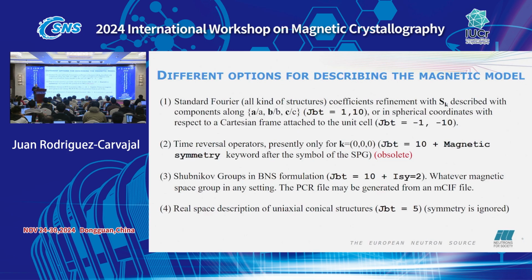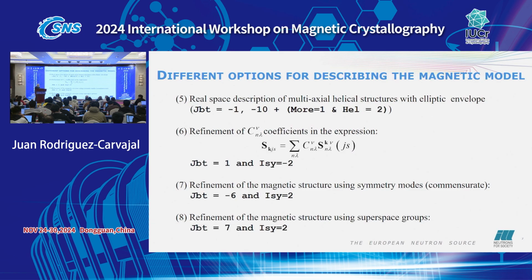Then you have something where you don't need symmetry, just put some constraints. You have also real space description of multiaxial helical structure with elliptic envelopes. You have this possibility, and this is JBT equal to -1, -10, and more equal to 1, and L equal to 2. There you have several things like that. And then you have also the sex.